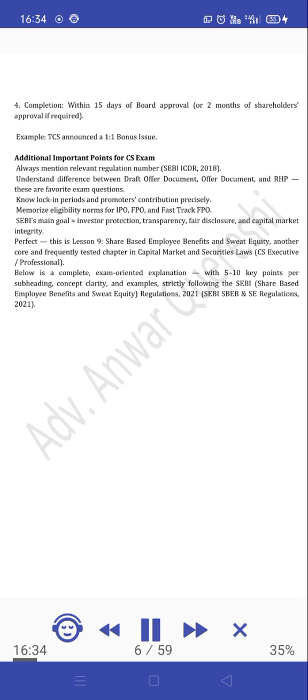Perfect. This is Lesson 9. Share-based employee benefits and sweat equity, another core and frequently tested chapter in Capital Market and Securities Law, CS Executive, professional. Below is a complete, exam-oriented explanation, with 10 key points per subheading, concept clarity, and examples, strictly following the SEBI Share-based Employee Benefits and Sweat Equity Regulations, 2021, SEBI SBEB and SE Regulations, 2021.